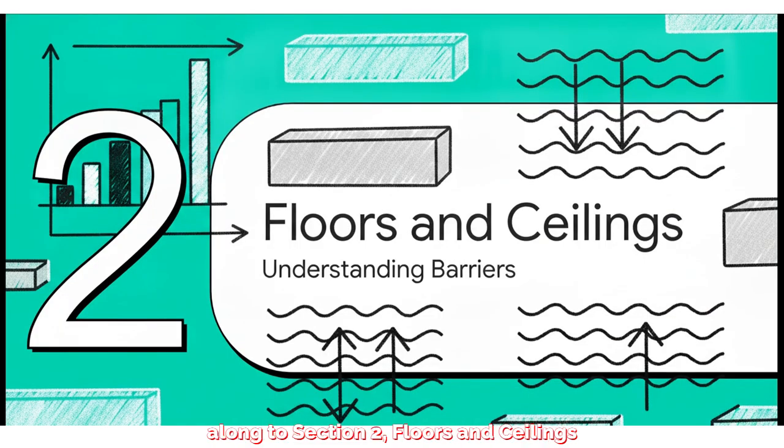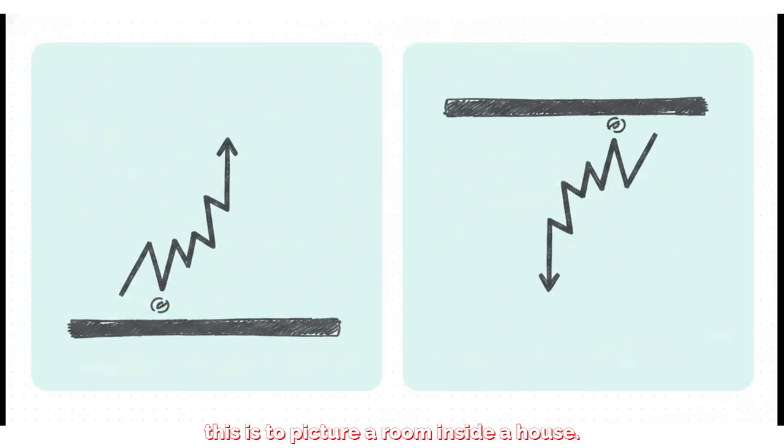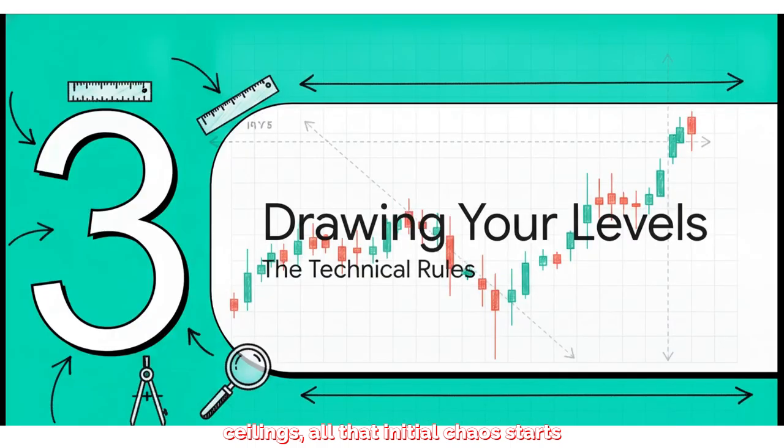Moving right along to Section 2, Floors and Ceilings Explained, let's break down what these invisible barriers actually look like in practice. The easiest way to think about this is to picture a room inside a house. First, you have your support level. This acts as your floor, literally holding the price up. Every single time the price drops and hits this floor, buyers step in and the price bounces. On the flip side, we have resistance. That's your ceiling. Whenever the price rallies and hits that ceiling, sellers take control, pushing the price right back down. It's kind of like banging your head on the roof. Honestly, once you start viewing your charts as just a series of floors and ceilings, all that initial chaos starts to make perfect sense.